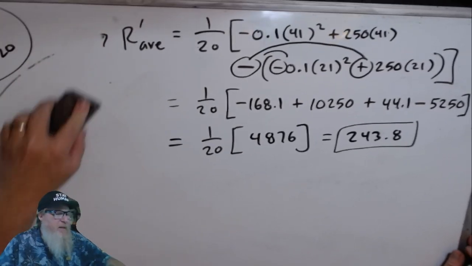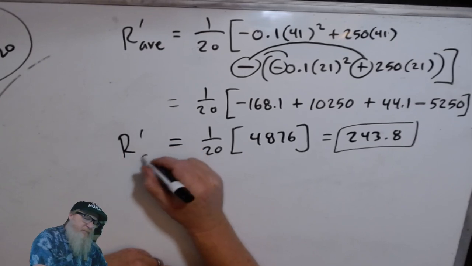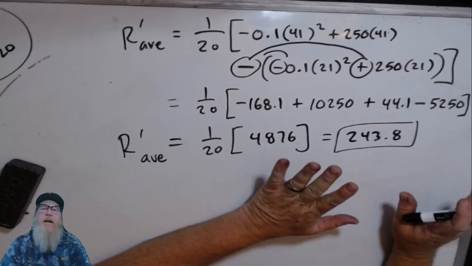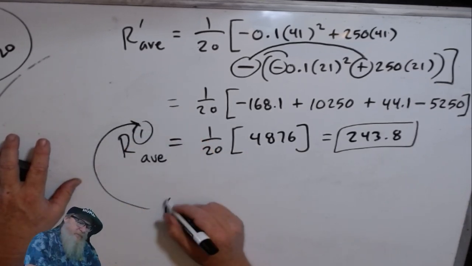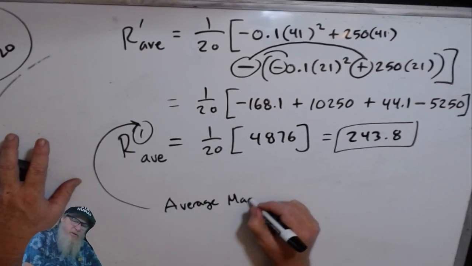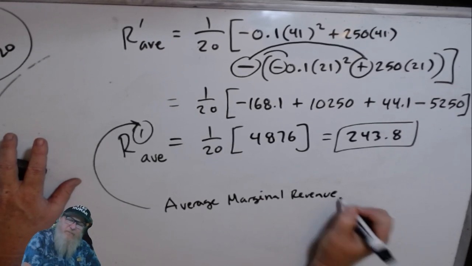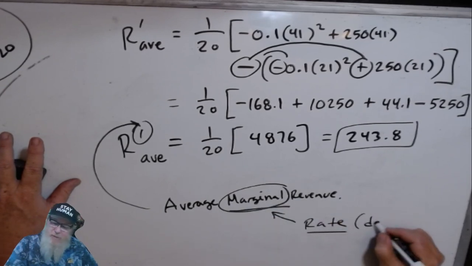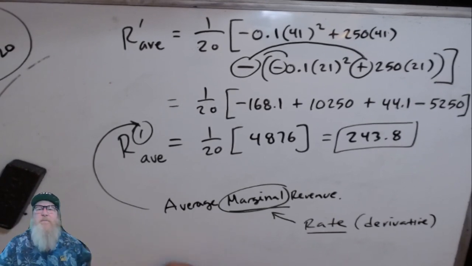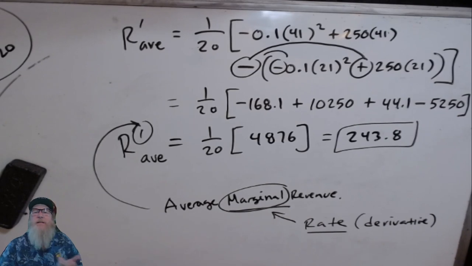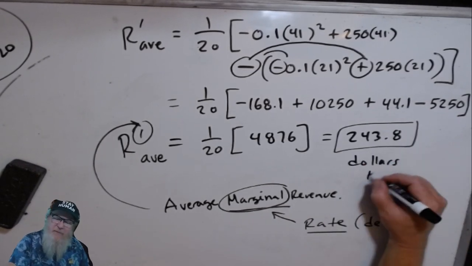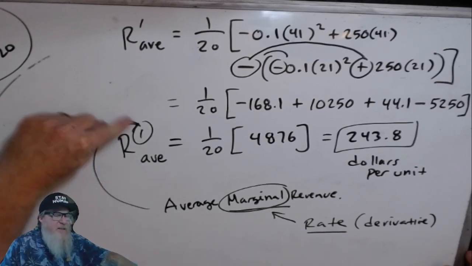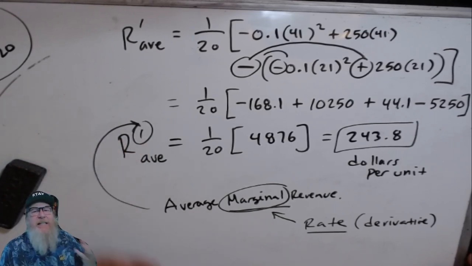Now, normally, I would say this is $243.80 solid, right? It's not a rate. But because it's a margin, it's an average marginal revenue. Because the margin is a rate. Right? A margin is a rate. It's a derivative. That's what, in fancy business terms, we call a margin, right? Marginal revenue is a rate. It's the derivative, yeah. And so this is dollars per unit. It's not just dollars anymore. And it's because the function of which we are finding the average is in itself a rate.